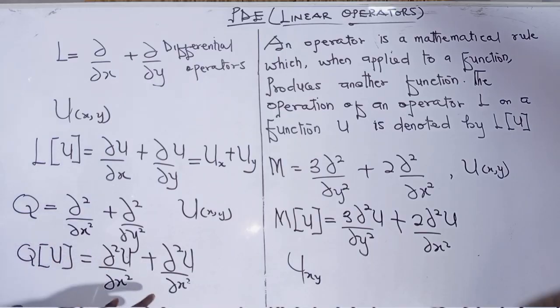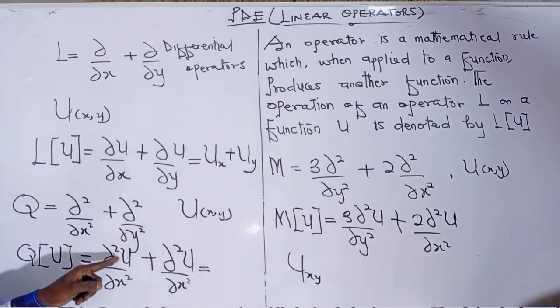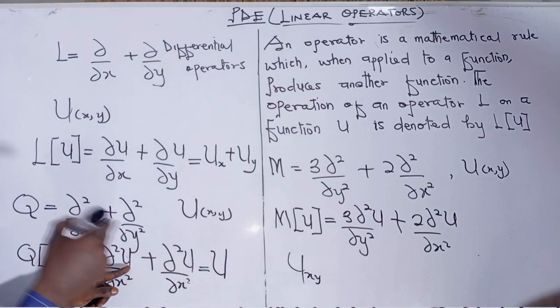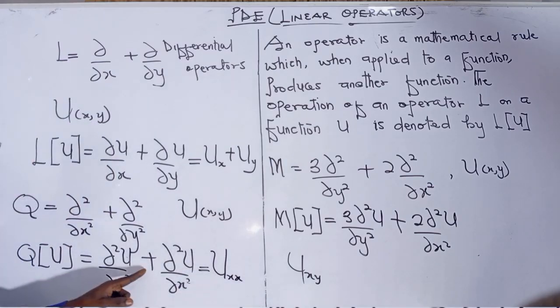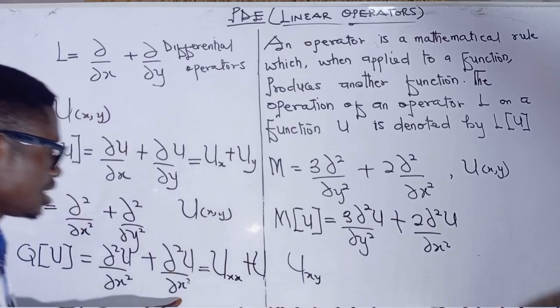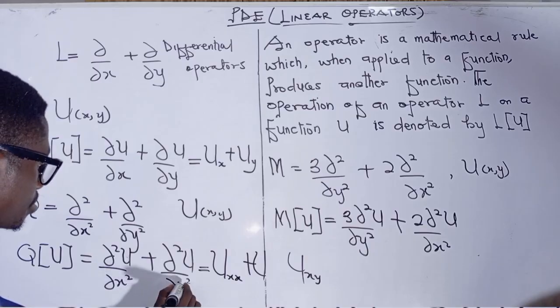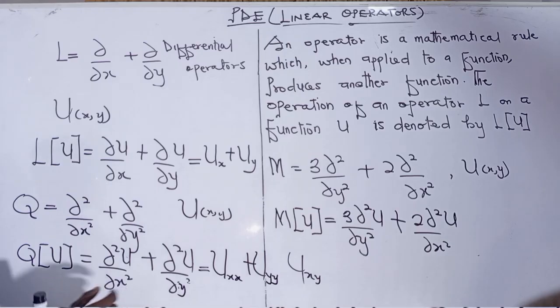Now what about this one? So this, we have second partial derivative of the function u. So the function is u, and we are taking the second partial derivative with respect to x. So we have u subscript xx, then we have plus the second partial derivative of the function u with respect to y. So we have the function is u, and we are taking it with respect to y. Sorry, it's supposed to be y. With respect to y. So this and that mean the same thing. If you don't see this, you see this, it means the same thing.